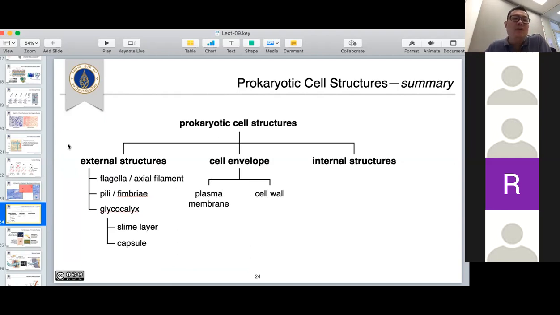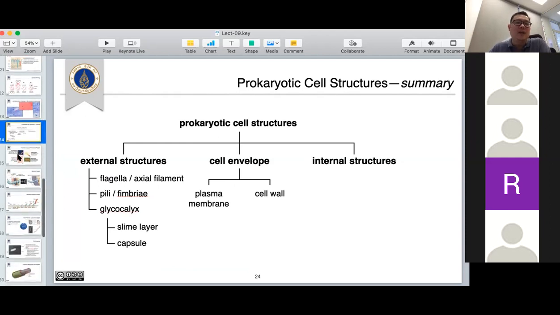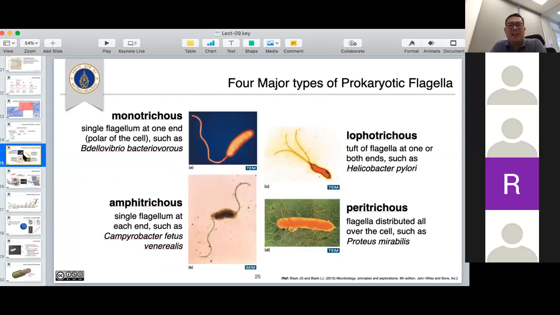Okay, so then we move to the external structures of prokaryotic cells. First thing, we talk about flagella. In bacteria, we have 4 different types. Not all bacteria have flagella. But if some bacteria contain flagella, they probably have 1 flagellum. We call it monotrichous flagella. 1 flagellum happens at the cell pole, not in the middle of the cell, just at the pole of the cell.